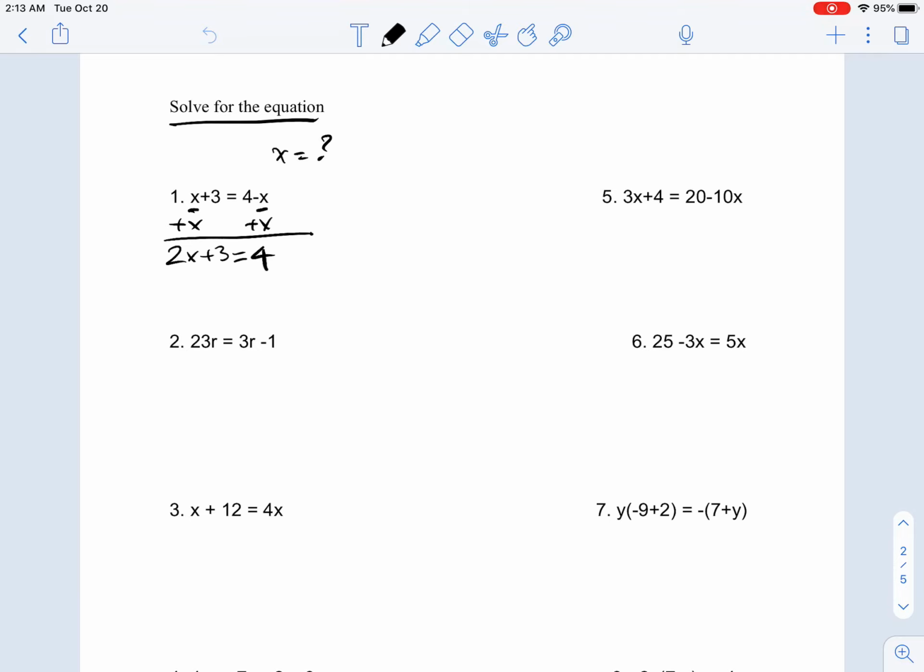Now you want to make x alone. So what you have to do is get rid of this 3, minus 3 on both sides. And you get 2x is equal to 1. x is still not alone. So what we have to do is divide by 2 on both sides, so that x is finally alone, and you get your value, 1/2. Moving on.